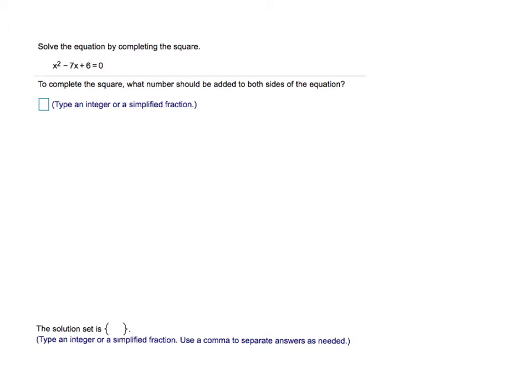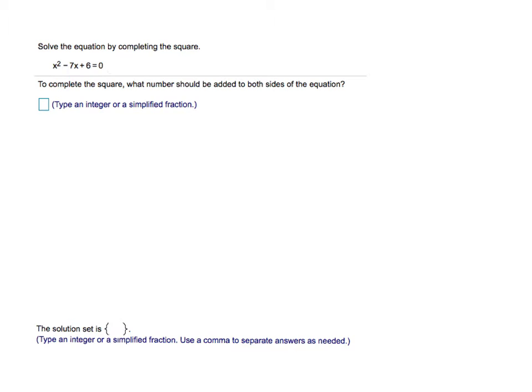For this problem, we want to solve this quadratic equation by completing the square. And the first part is asking us to determine what number we add to both sides of the equation in order to make the first two terms a perfect square. It's also saying to type our answer as an integer or perhaps a fraction, so I think that will be relevant for this problem.